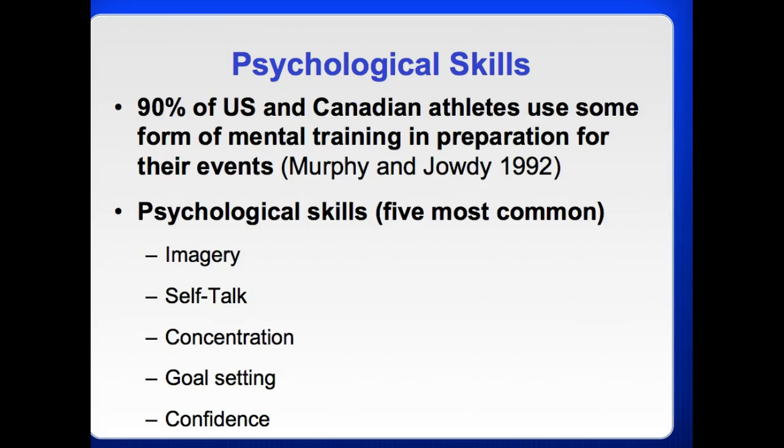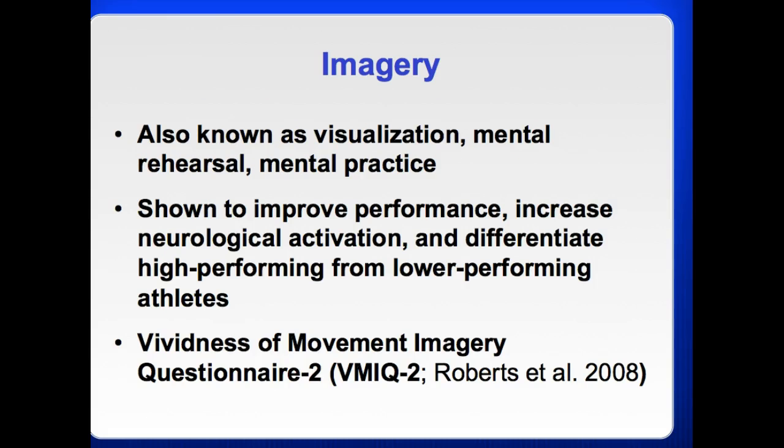Psychological skills. 90% of U.S. and Canadian athletes use some form of mental training and preparation for their events. The five most common psychological skills: imagery, self-talk, concentration, goal setting, and confidence.